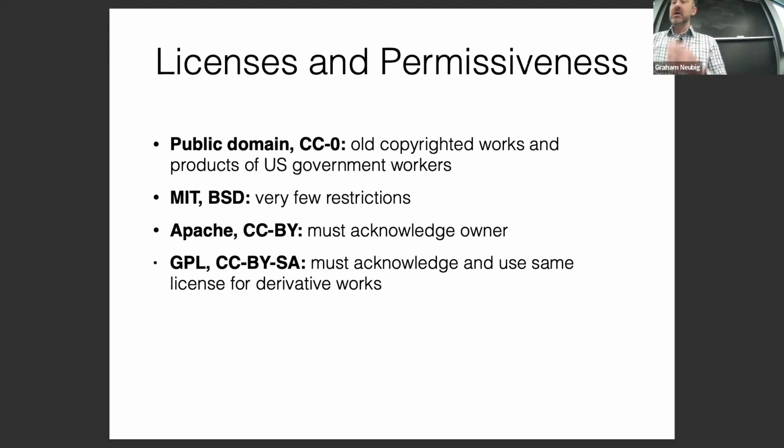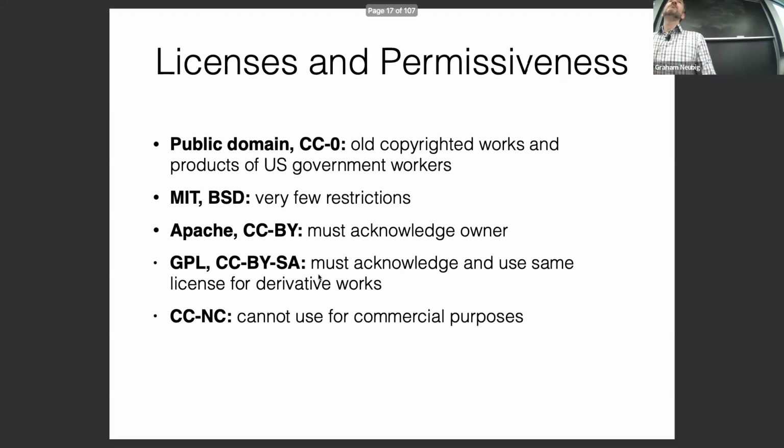Yeah, CC BY-SA. That means that if you make any derivative work of Wikipedia, you need to share it the same way that Wikipedia is, so you need to give it the same license. There are also Creative Commons non-commercial licenses or software non-commercial licenses. These say you can't use them for commercial purposes. All the ones above you can use for commercial purposes.